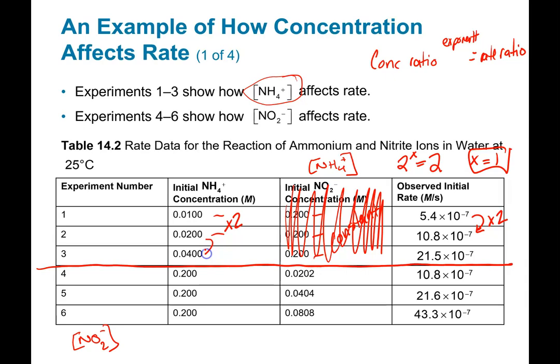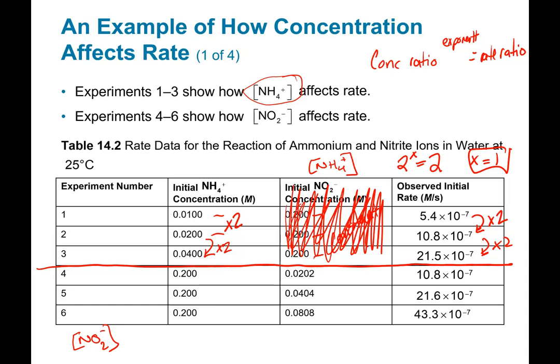Now could we use, say, experiments 2 and 3? Absolutely. We want it to go from here to here. We know it also doubles. We want to go from here to here. We know it doubles. Again, we kept all of these the same. That's why we can actually ignore NO2 altogether. So make sure you're doing that. If these two are the same, you can compare these. Okay? All right, moving on from NH4.